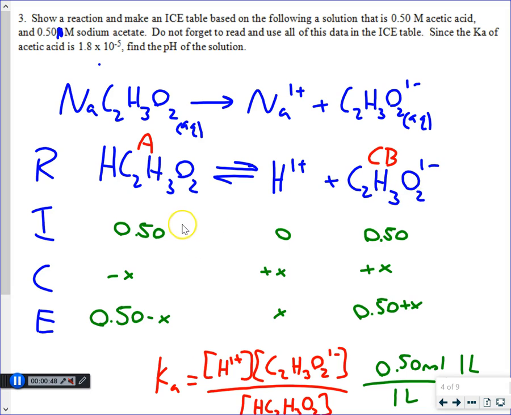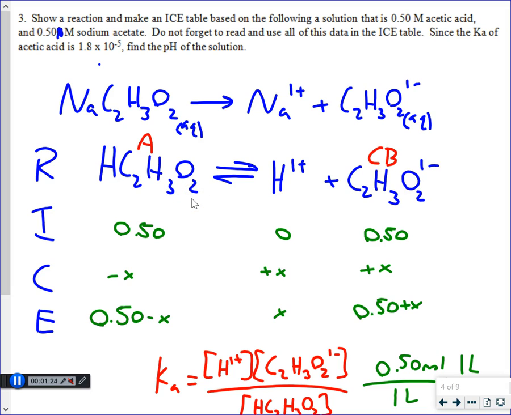In number 3 in the 3.01 worksheet, we're given a problem, and in this problem we have 0.5 molar acetic acid and 0.5 molar sodium acetate. In buffers, the conjugate base is given in the solution in the form of a salt. The sodium acetate contains that acetate right here.